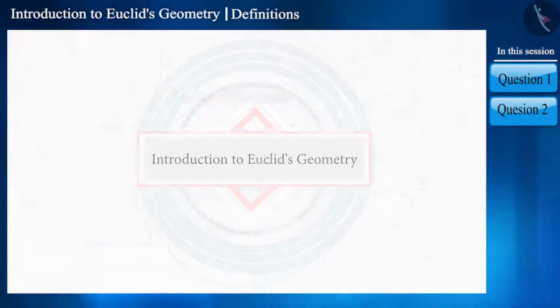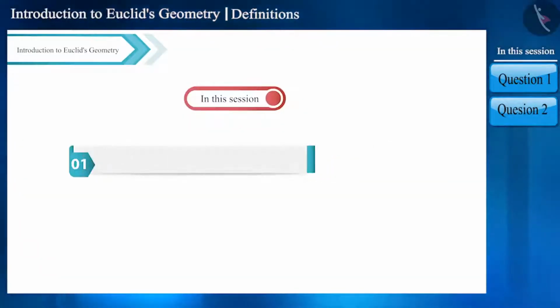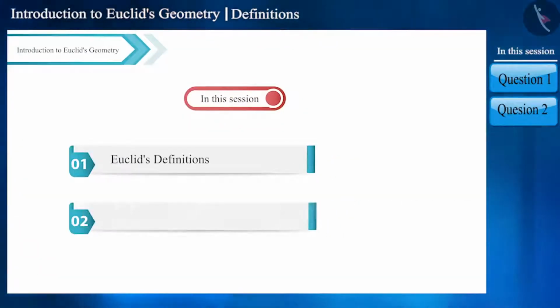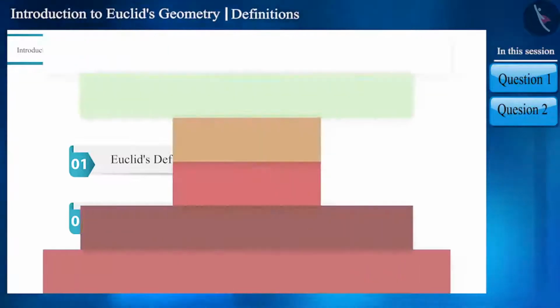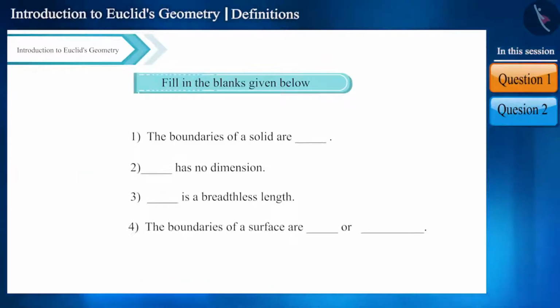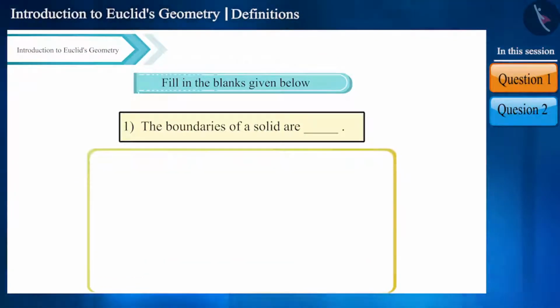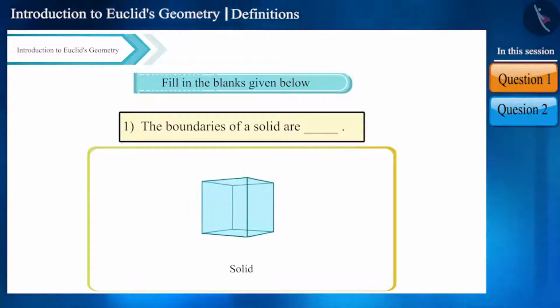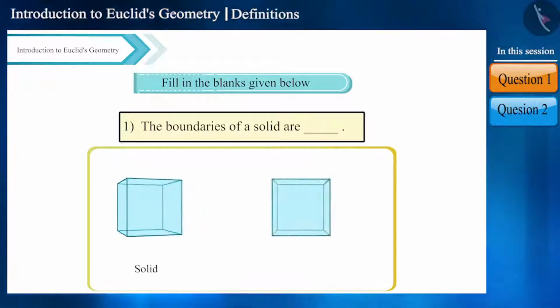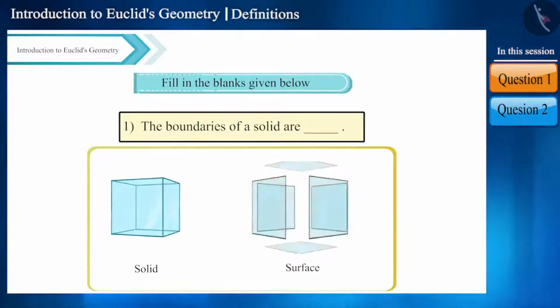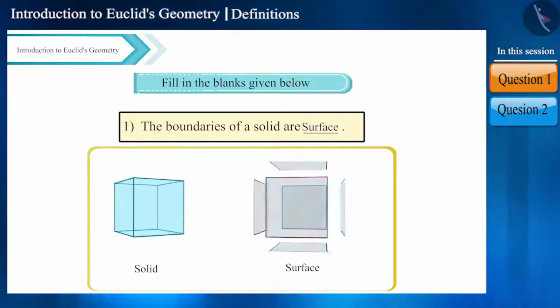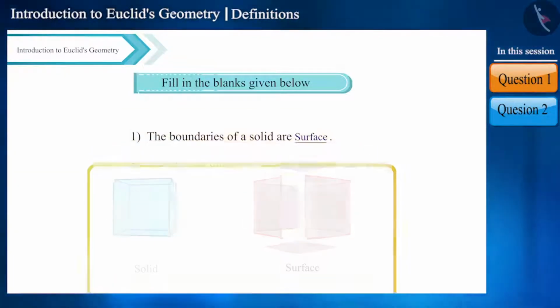In this video, we will look at some examples related to Euclid's definitions. Let's start with the first question. Fill in these blanks. Look at the first blank. Here, we are talking about the boundaries of a solid. And the boundaries of a solid is a surface. Hence, the answer is surface.